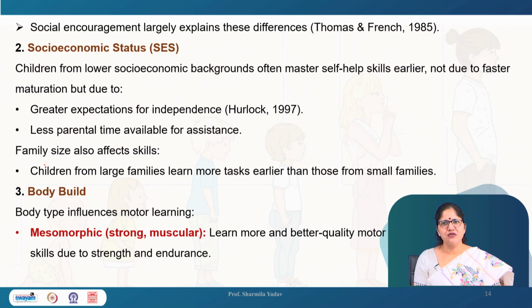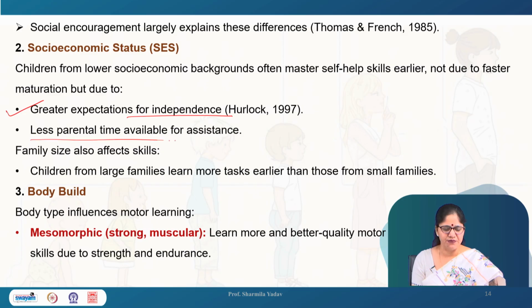The second variation or difference is because of the socio-economic status. Children from lower socio-economic backgrounds, they often master self-help skills earlier, not due to faster maturation, but due to greater expectations for independence, less parental time available for assistance. Family size also affects skills. Children from large families learn more tasks earlier than those from small families.